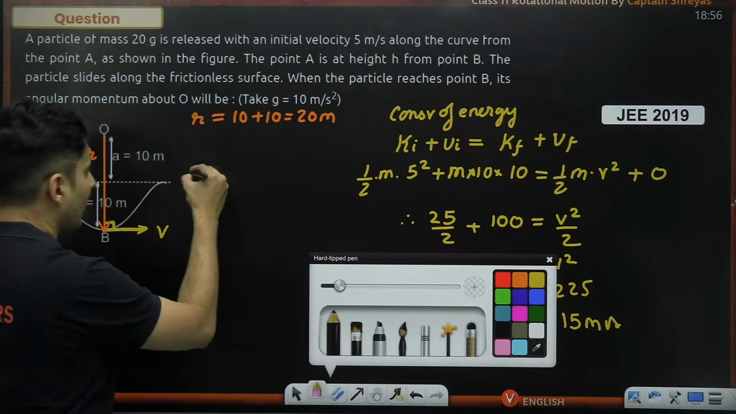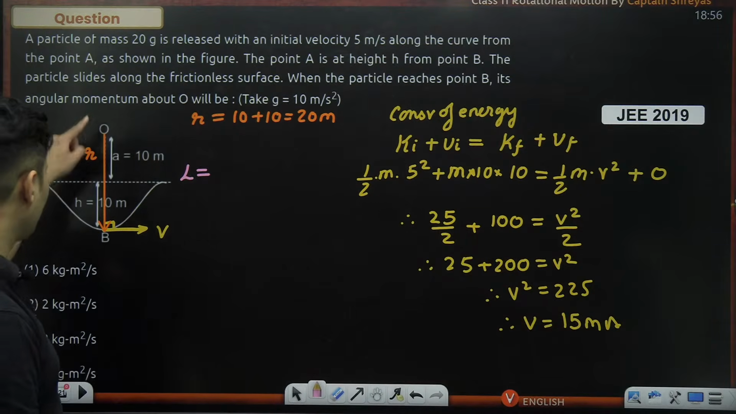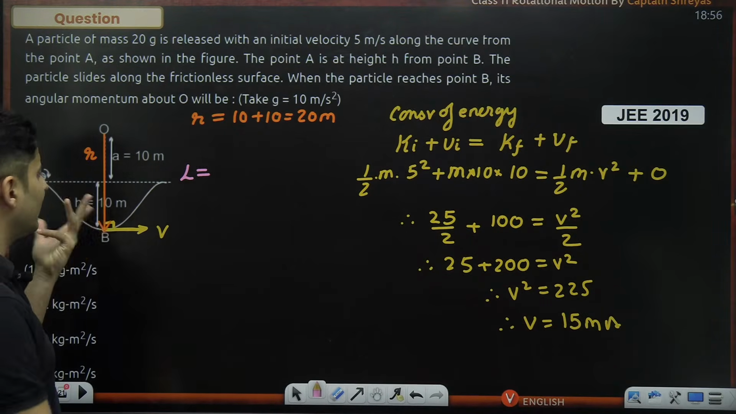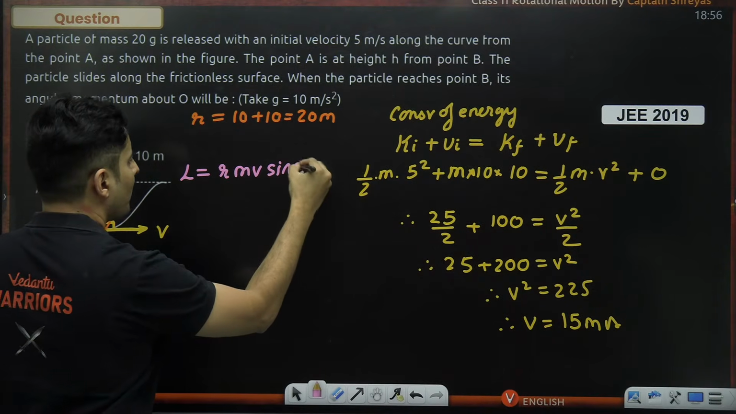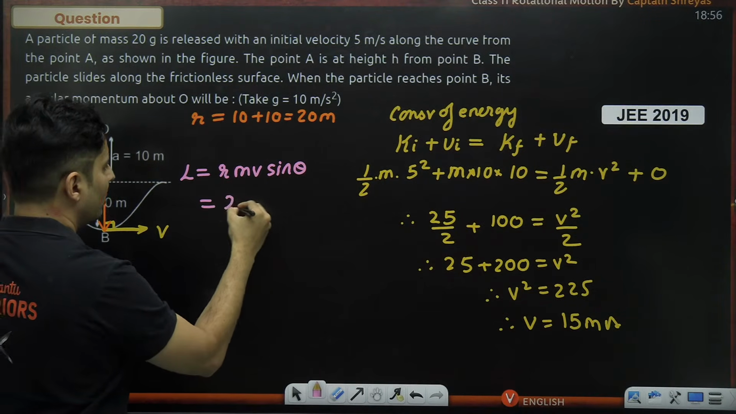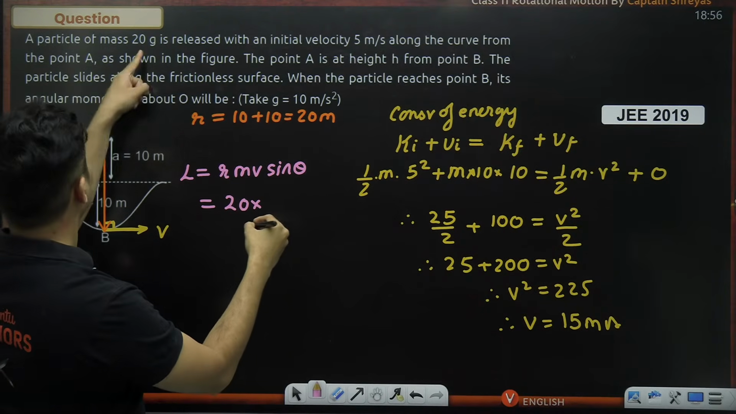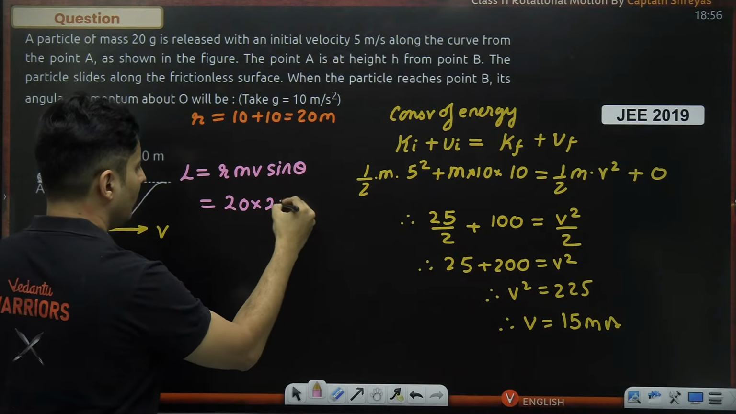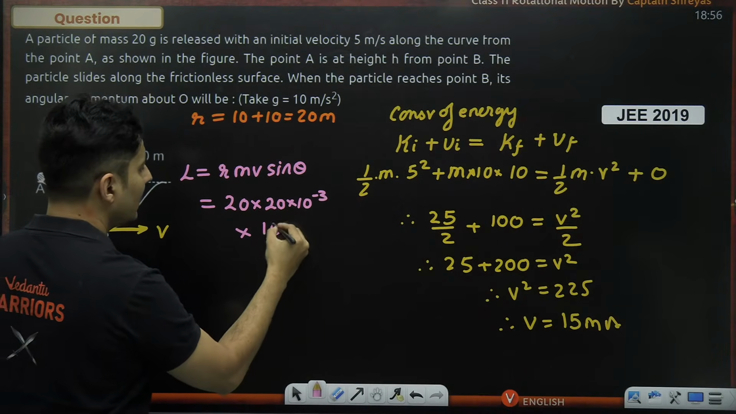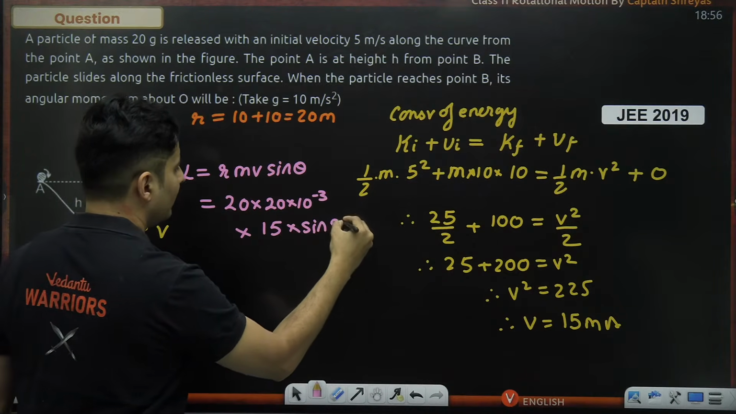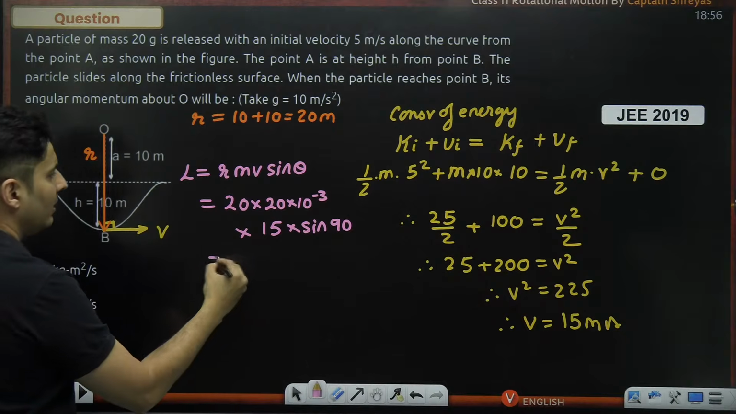Now let's figure out angular momentum. Angular momentum is r into v into sine theta, r into mv into sine theta. So r is nothing but 20. Mass, how much is it? 20 grams, so 20 multiplied by 10 to the power minus 3. Velocity is 15. Sine theta means sine of 90, because the angle between them is 90.